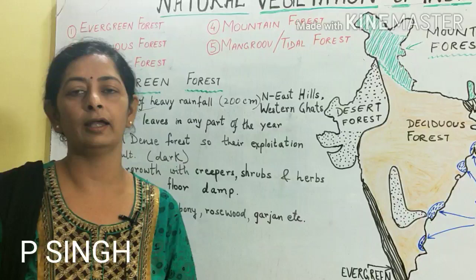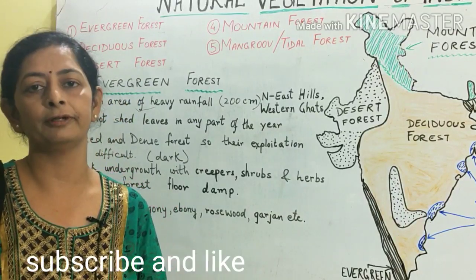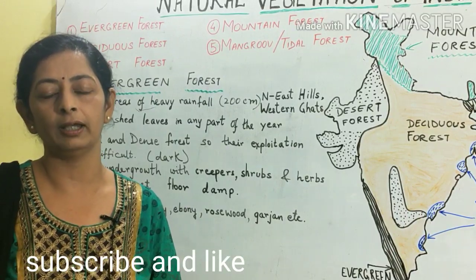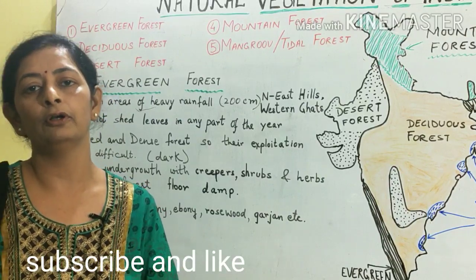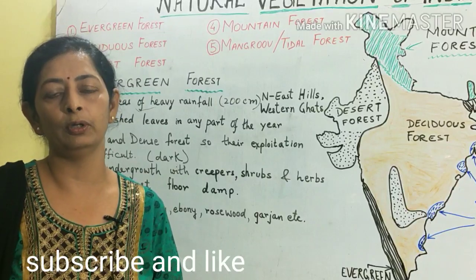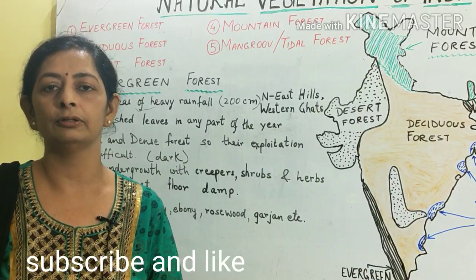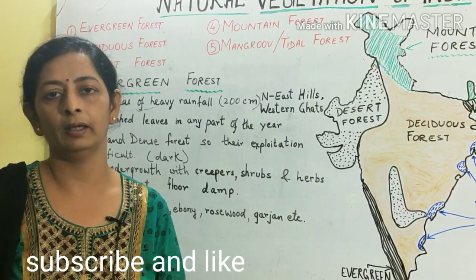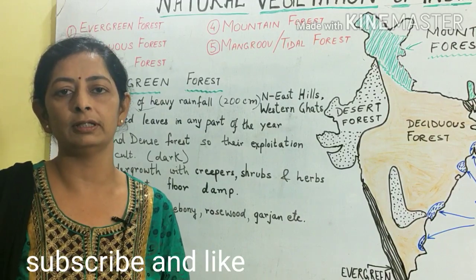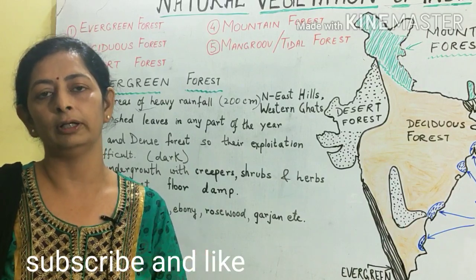Today we are going to start with the chapter Natural Vegetation of India. Natural vegetation refers to the plant community that grows naturally in the environment and remains undisturbed for a long period of time. India has a wide range of flora and fauna. This is due to the geographical and climatic conditions that exist in India. But the most important factors regarding the growth of natural vegetation are rainfall, relief, temperature and soil.